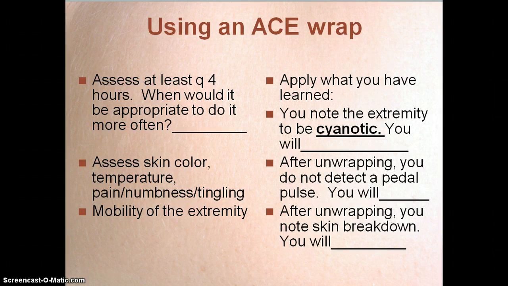Remember, you're looking at color, the temperature, do they have numbness and tingling, and then do they have mobility to that extremity? So if you would note that the extremity is cyanotic, you will do what? Remove it. After unwrapping, you do not detect a pulse. You will do what? And after unwrapping, you note skin breakdown. You will do what?